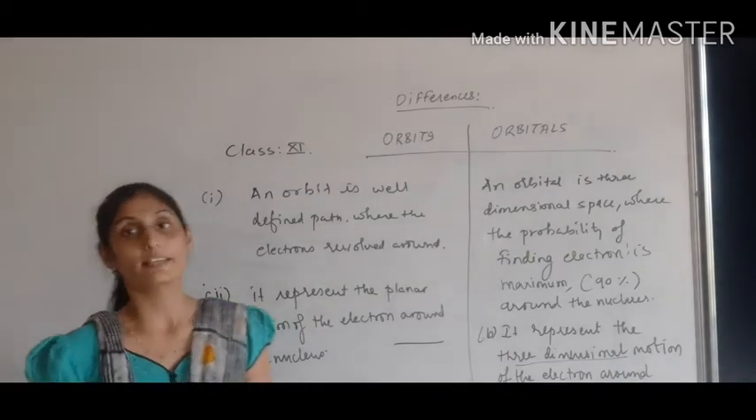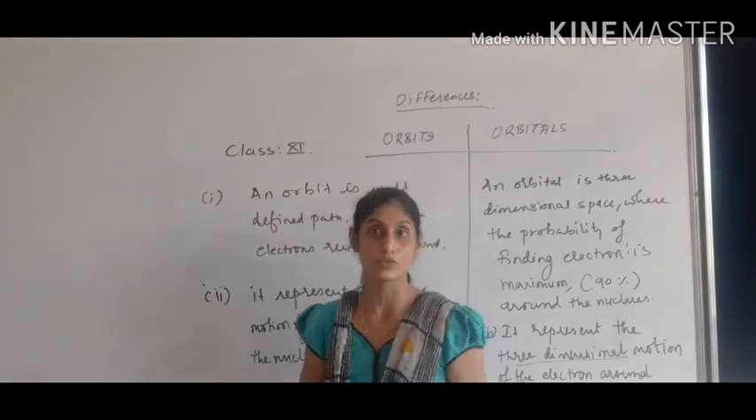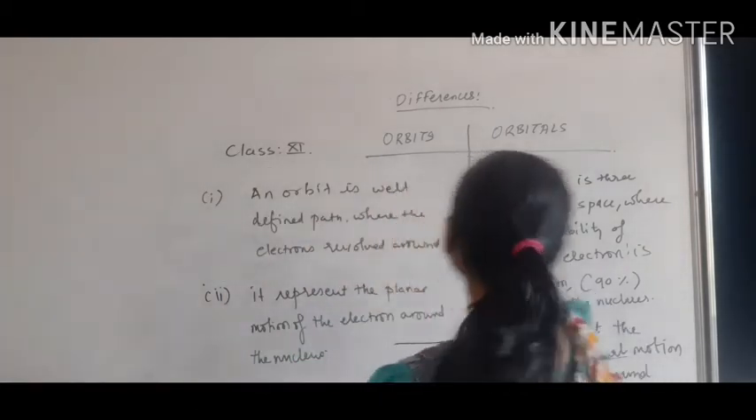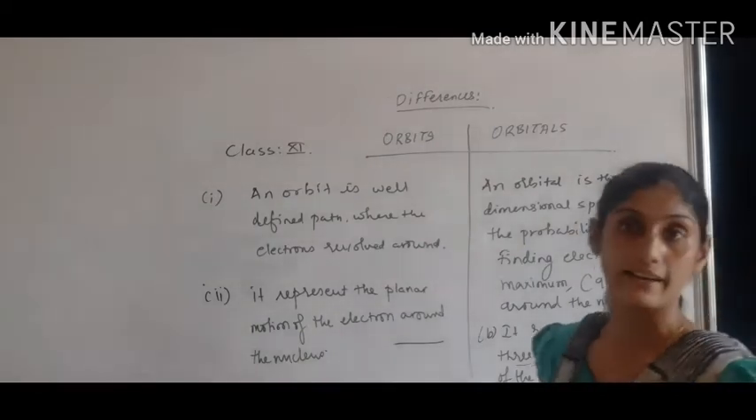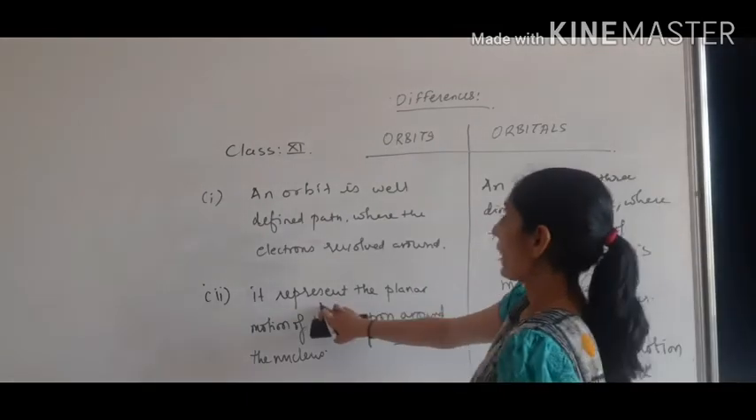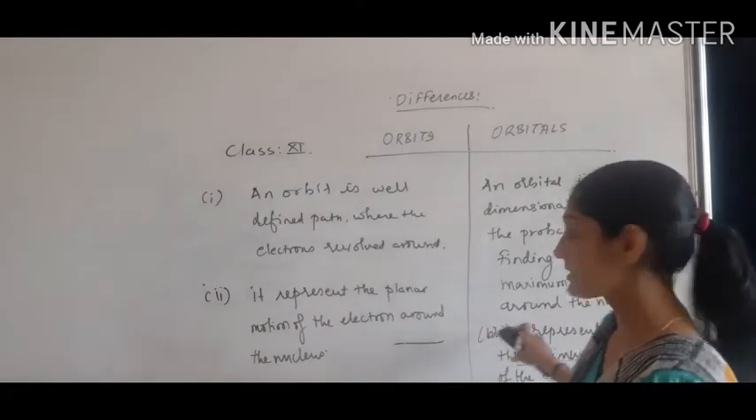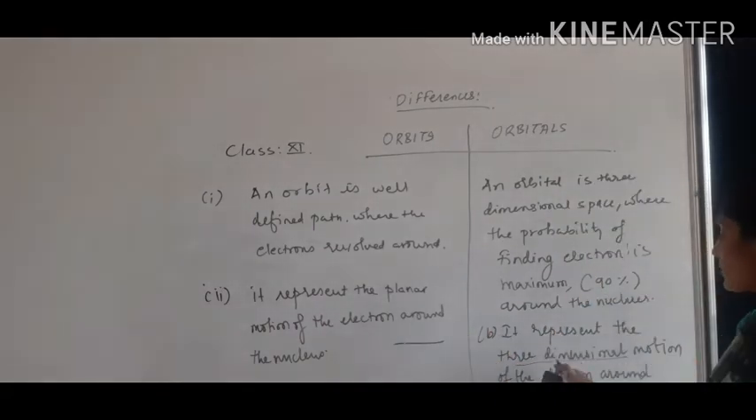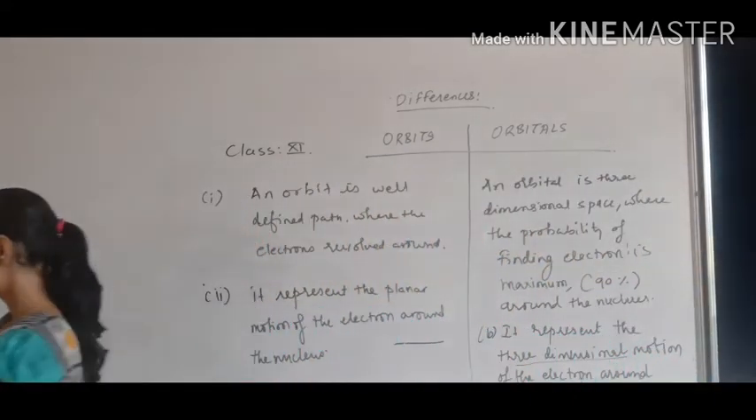What is the very first point we write? An orbit is the well-defined path where the electrons revolve around the nucleus. And an orbital is the three-dimensional space where the probability of finding an electron is maximum, 90%, around the nucleus. And an orbit represents the planar motion of the electron around the nucleus, whereas in an orbital the electron has a motion along either the x, y or z axis. So copy these two points.